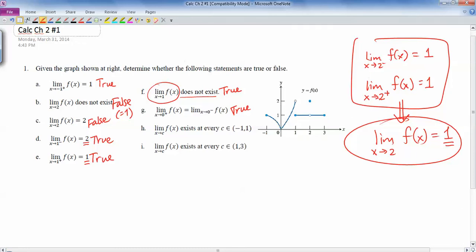The next two are a little bit more confusing. This says, for every c in this interval between -1 and 1, the limit exists. So that's this region right here, everything between -1 and 1. If I pick any point between -1 and 1, not including those, does the limit from this side equal the limit from that side? Then you could say that the general limit exists. And it turns out, whatever point I pick along here, if I look at it from the left side or the right side, the limit exists, and it happens to be the value of the function right there. So this one is true too.